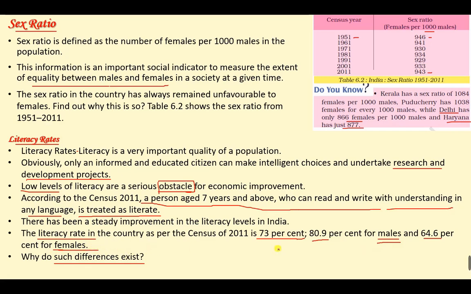So they have such narrow-minded thinking that they don't try to provide the same educational facility to their female child as they provide to their male child. This way such differences continue and exist, and this is visible through this 80.49% and 64.6%.